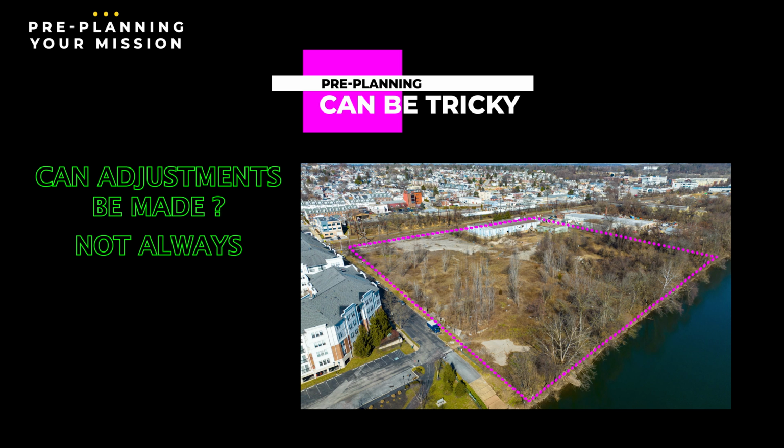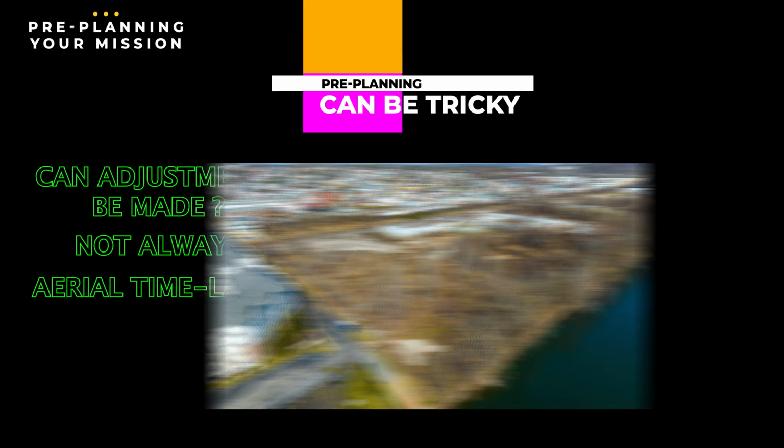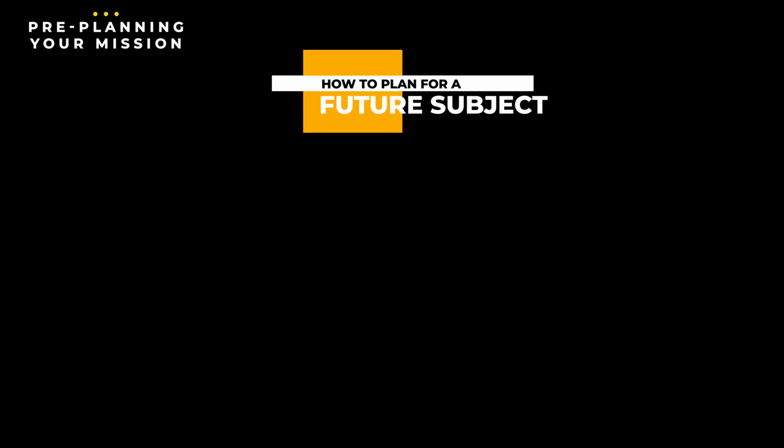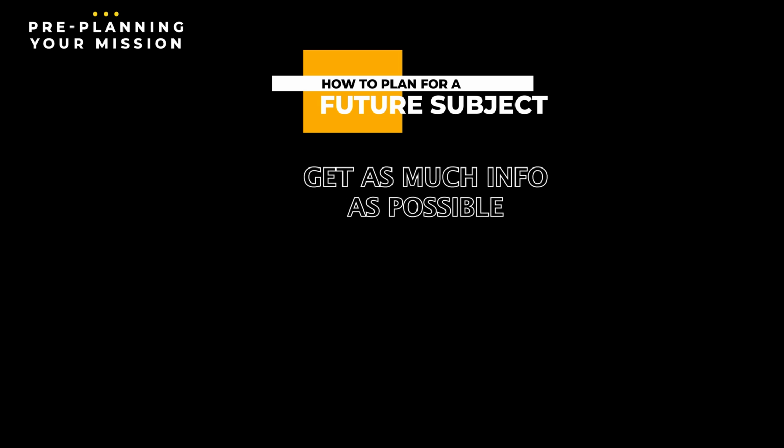However, there are some cases, like in an aerial time-lapse, where once the mission is set, you really don't want to make changes. In that example, the drone needs to be as close as possible to the exact same spot every time you run the mission. So how do you plan a mission when something doesn't exist yet? The key is to get as much information about what you're capturing as possible.